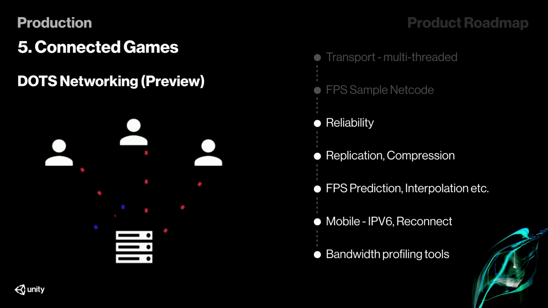So starting with reliability, replication, and compression early in this year, and mid-year, more first-person shooter simulation features like prediction, interpolation, lag compensation, and then towards the end of the year, mobile-specific features, so things like IPv6, Reconnect, integrated bandwidth profiling tools, and all that kind of stuff. So that's the networking part of the stack.